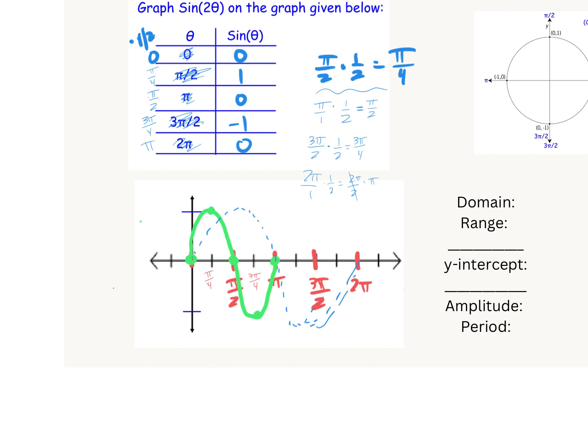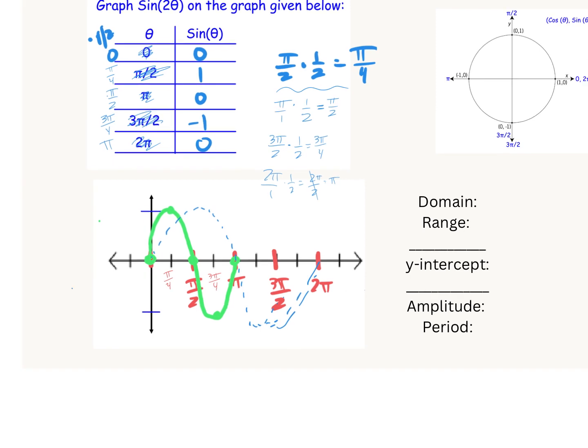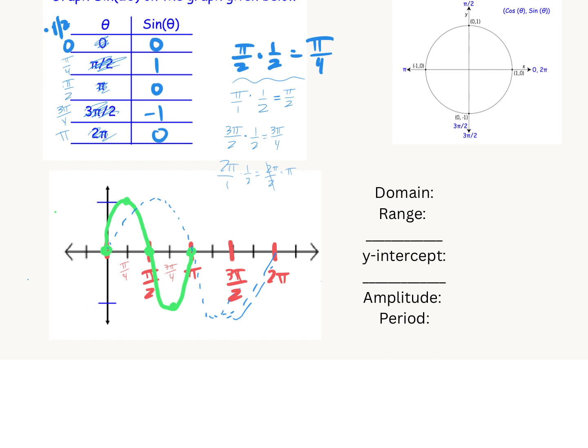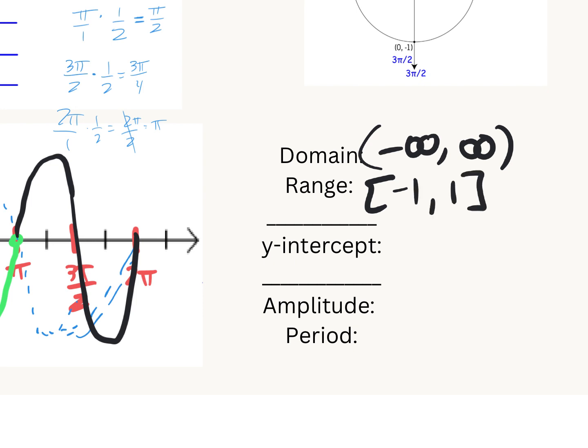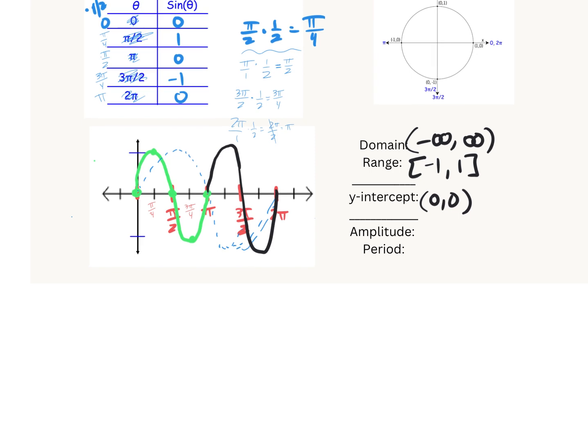So then the question becomes, how does this impact my domain, range, y-intercept, amplitude, and period? Well, domain doesn't get impacted because technically speaking, this graph will keep oscillating forever and ever and ever. It'll keep on going. So my domain doesn't change at all, and neither does my range. My range is going to be from -1 to 1. My y-intercept's still at (0, 0). My amplitude still is 1.